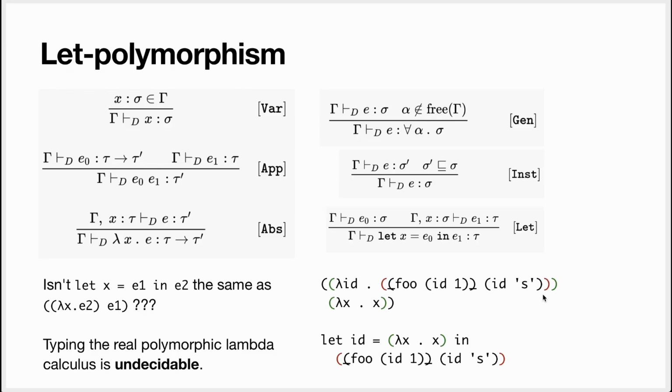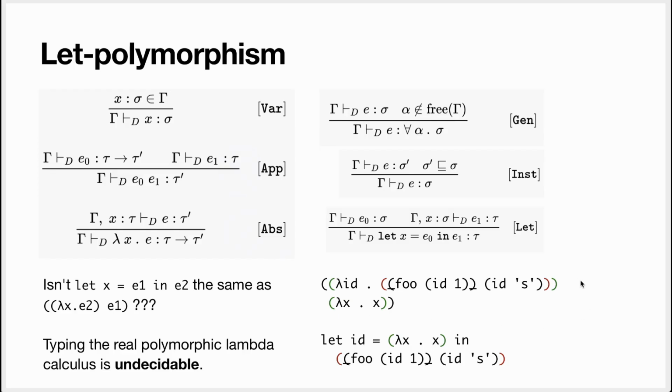Let's now talk about this let form that we have. At first glance, it's very confusing because you might think that let x equals e1 in e2 would be exactly the same as this form here, which is passing e1 into an abstraction where the body is e2. The only reason it is not the same is that the application rule says that e1 has to be of type tau. And if you remember, tau denotes a monomorphic type.